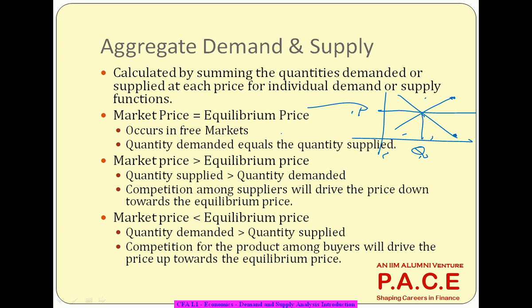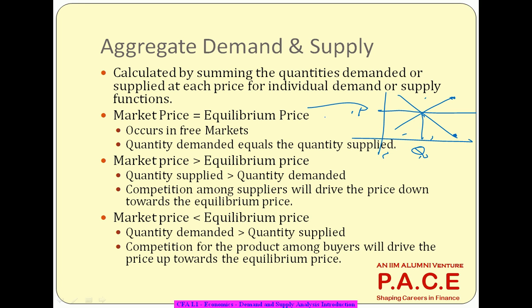Now, if the market price is the same as the equilibrium price, no issues. But if the market price is greater than the equilibrium price, sellers want to sell more, but buyers don't want to buy. So obviously the price has to come down. If the quantity supplied is much more than the quantity demanded, the price has to come down, and vice versa. So if the market price is greater than the equilibrium price, the quantity supplied is more than the quantity demanded, which pulls the price back down to the equilibrium.